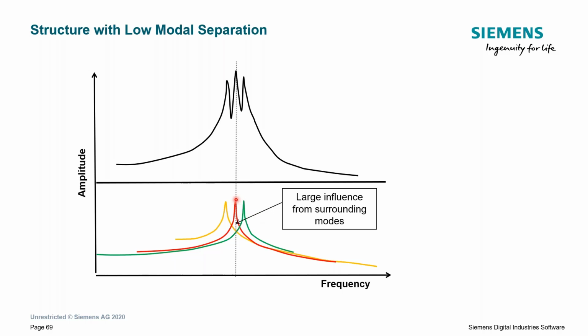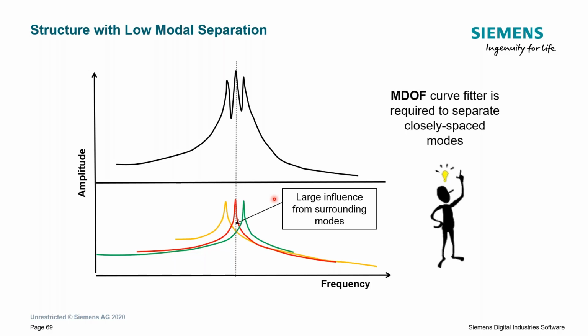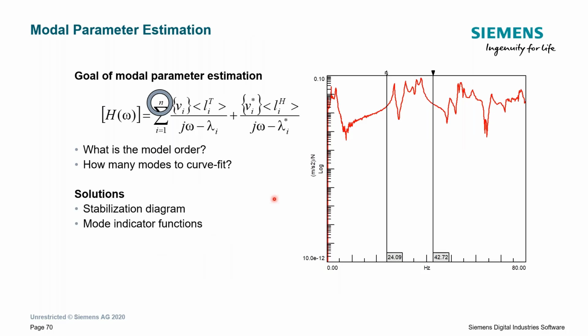So if I were to peak pick in this particular scenario, and I only wanted to look at mode 2, which is represented by this red line, I'm going to have contribution from modes 1 and 3 because they're right there, close and almost on top of that second mode. So the reason that we do some curve fitting, that we'll talk about here in a second, is to separate these closely spaced modes.